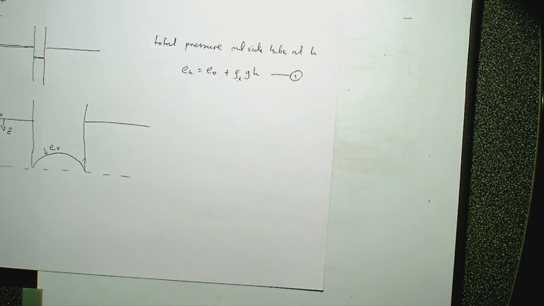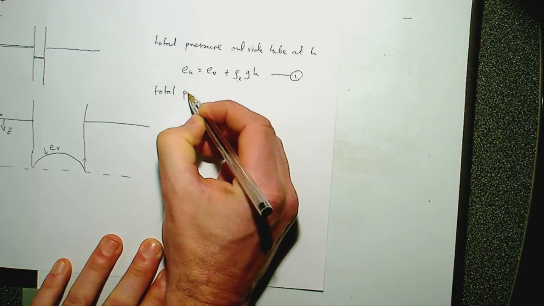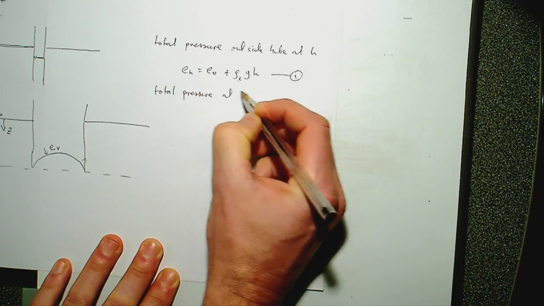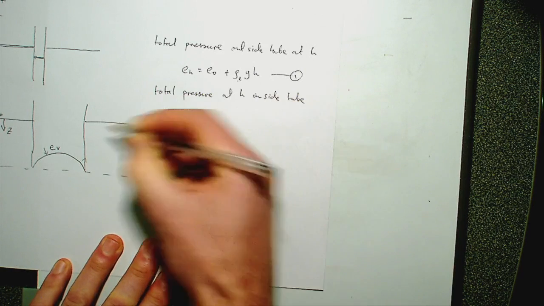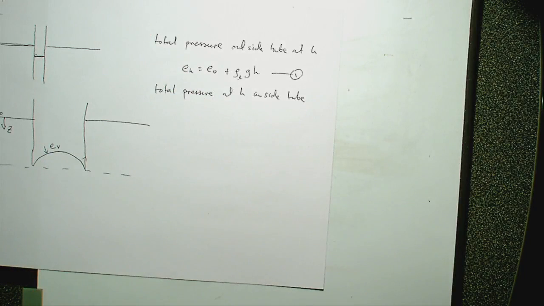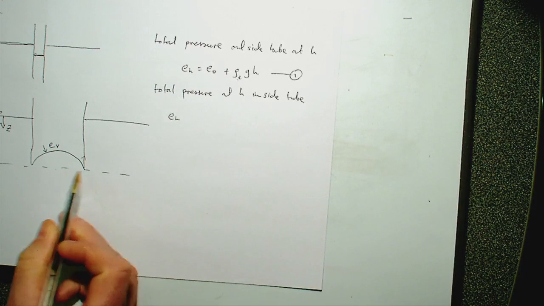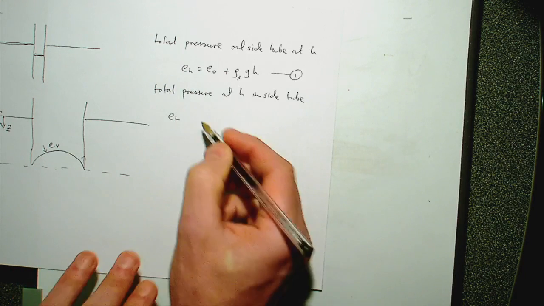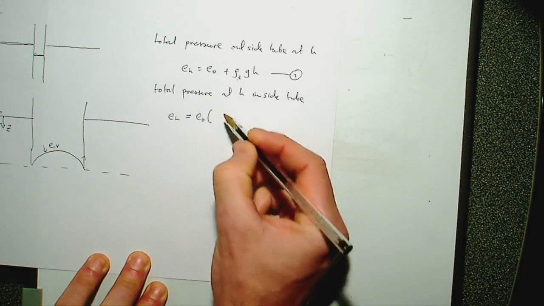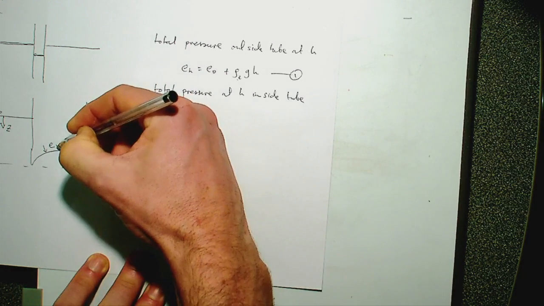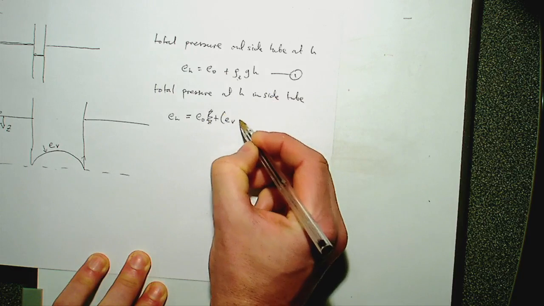And the total pressure at H inside the tube, so inside here, we can write down as EH. It's at the same level, so the pressure here is equal to the pressure here. So EH is equal to E naught at the surface, plus EV minus E naught. I could have just written that as EV.